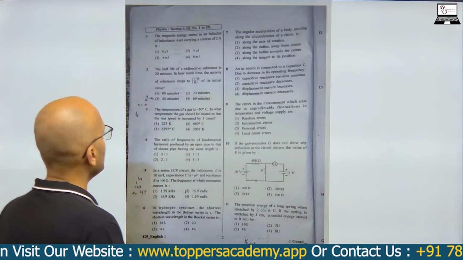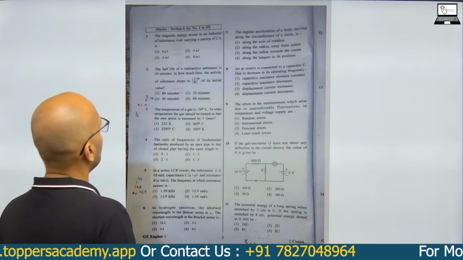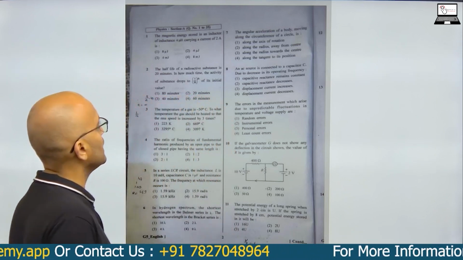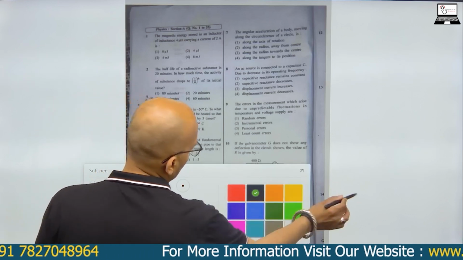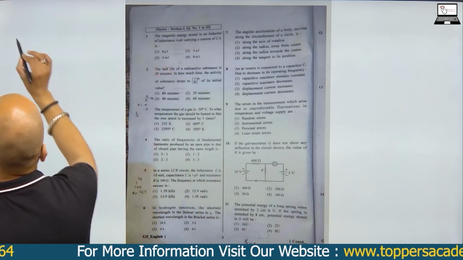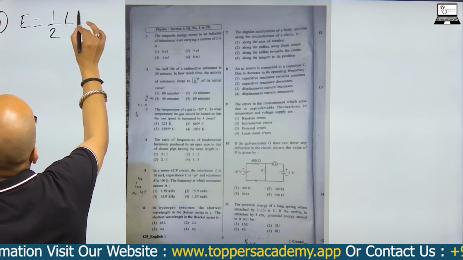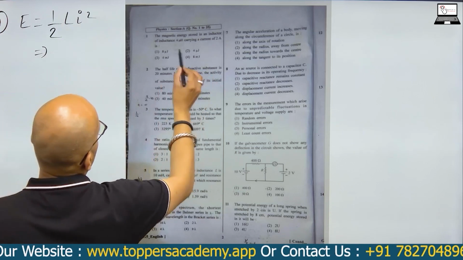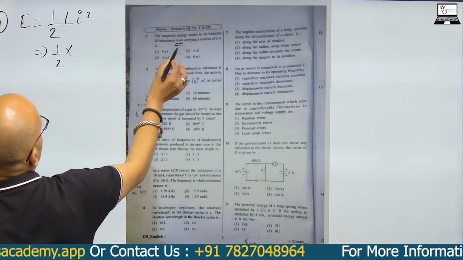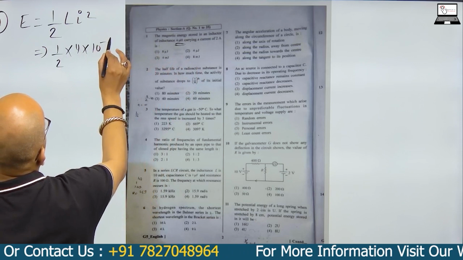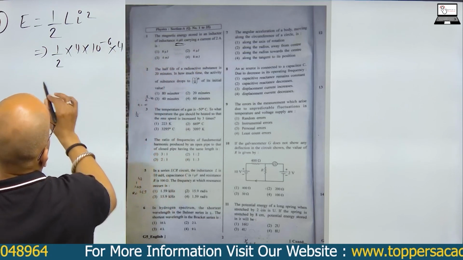So question number 1 is that the magnetic energy is stored in an inductor of inductance 4 microhenry carrying a current of 2 ampere. So energy is asked in the inductor. Energy is given by the formula half Li square. Value of inductance is given to you. 1/2 into 4 into 10 to the power minus 6 into I square. I is 2 ampere, so square of 2 is 4.